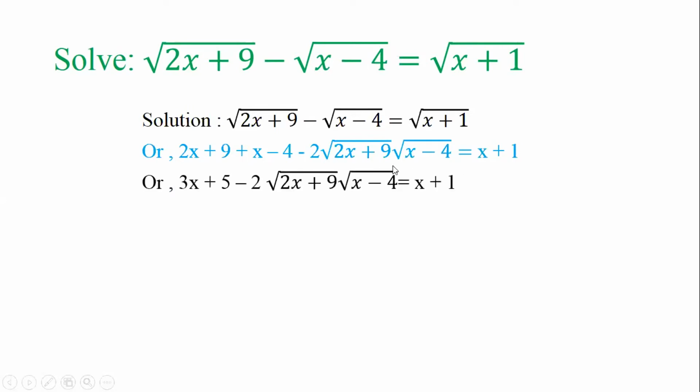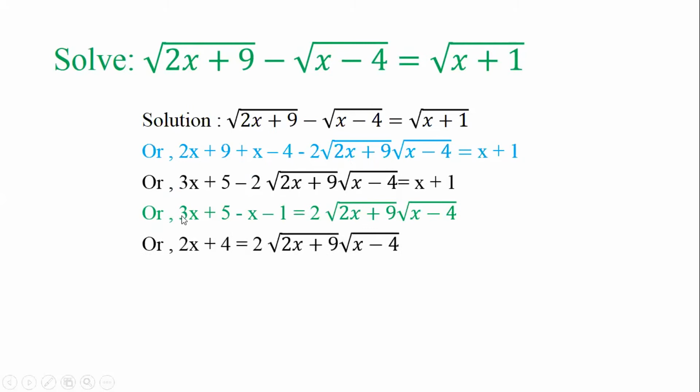Here 2x plus x equal to 3x, 9 minus 4 equal to 5. This term remains unchanged. Here x plus 1 remains unchanged. But if we change the side for x, we get minus x. For 1, we get here minus 1. And if we change this term, then we get a positive term. But 3x minus x equal to 2x, 5 minus 1 equal to 4. Here this term remains unchanged.